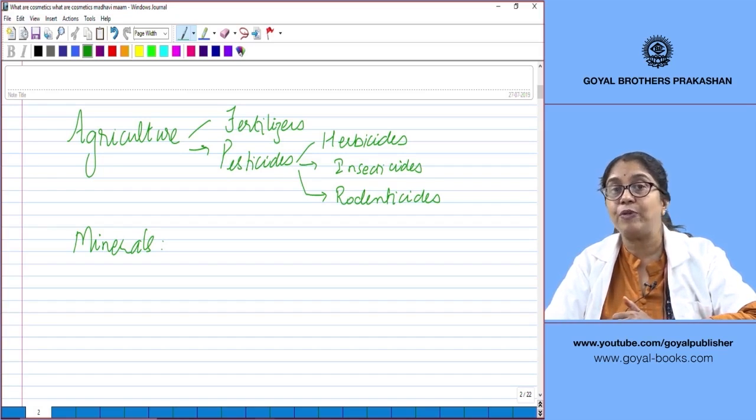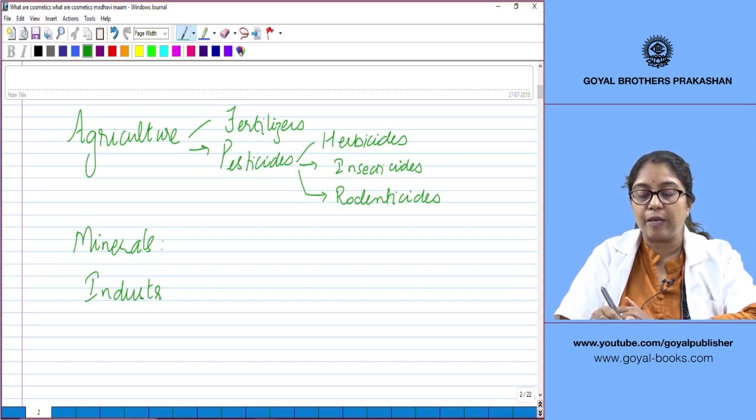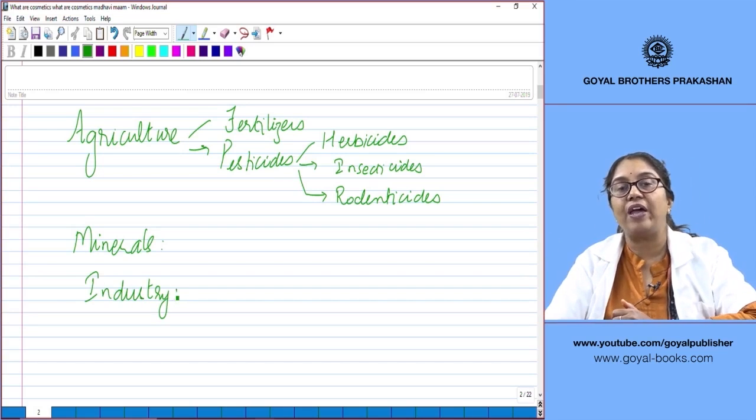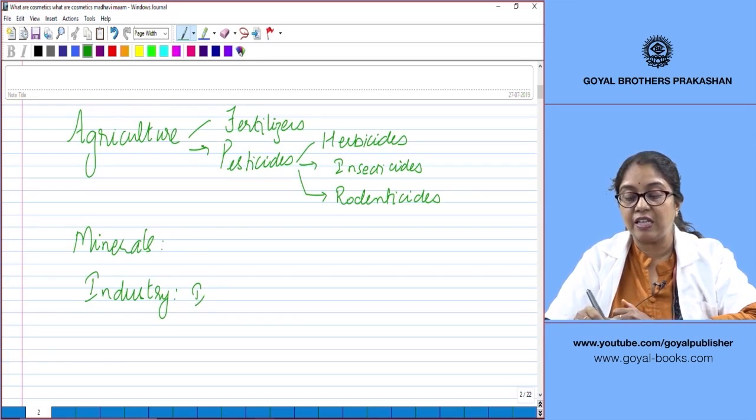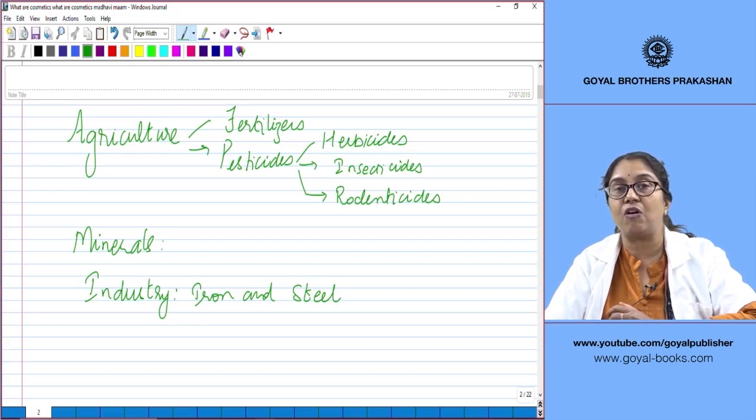So apart from the metals and petroleum, there are a huge number of minerals which can be extracted from the earth's crust. Okay, and the next field which we are going to study is the industry. Chemistry plays a very important role in the industry, especially the iron and steel industry. The iron and steel industry basically works on the various principles of chemistry.